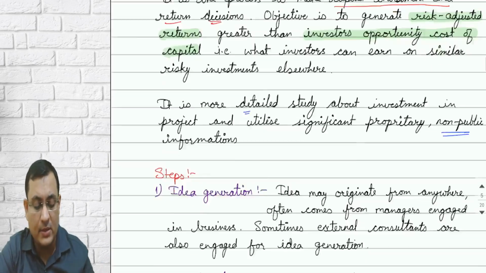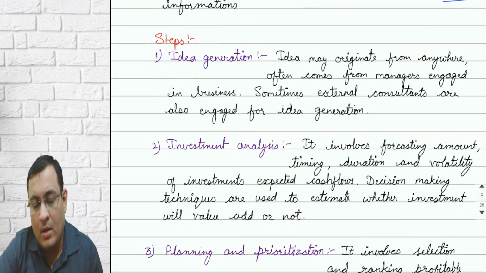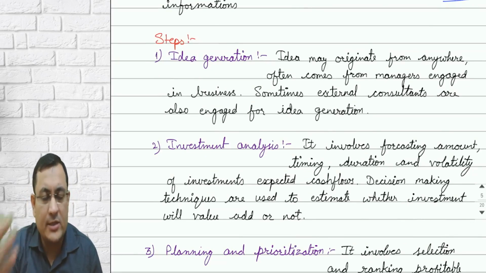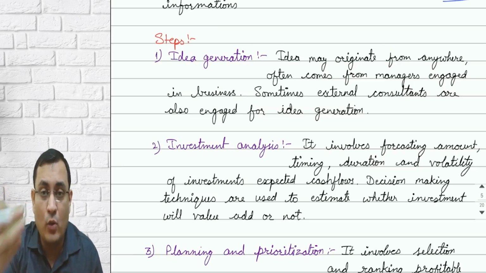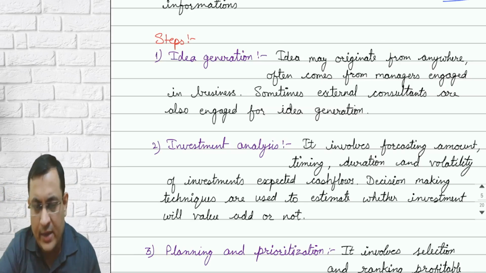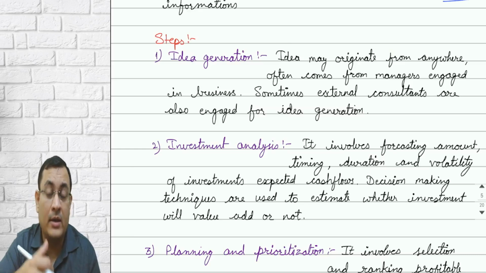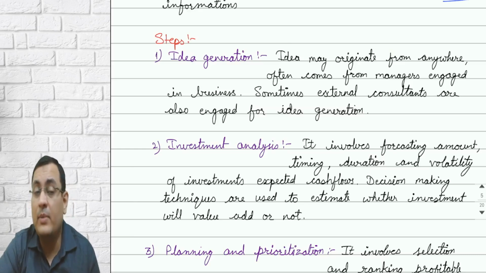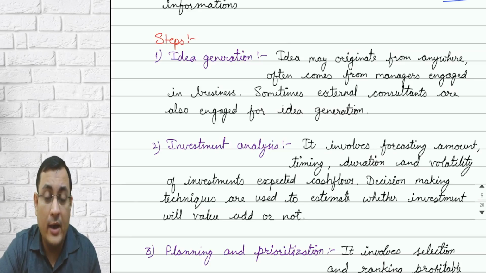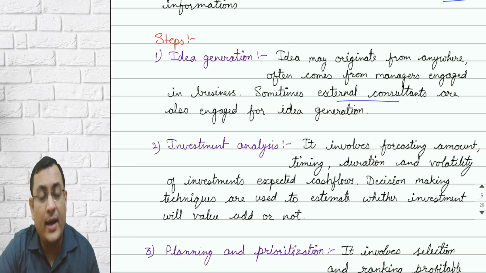So what are the steps? Number one, the first step is idea generation. Any project will start with a new idea. First, management has to come up with a new idea, and from where can they get this idea? Either from the existing management team, executives who are working in the current business, or sometimes they may also engage external consultants for idea generation.